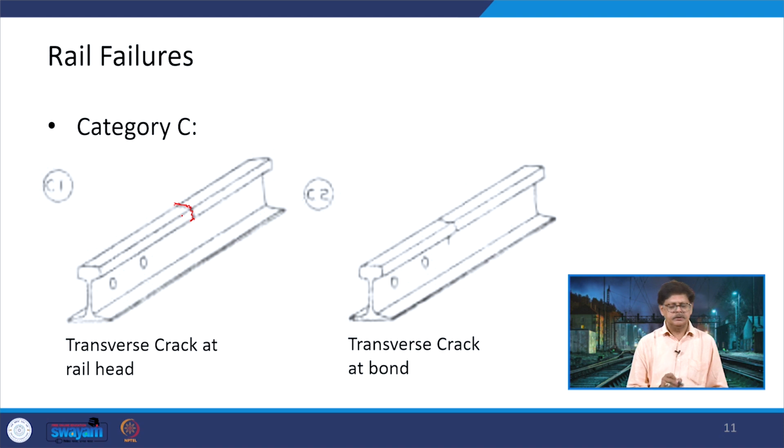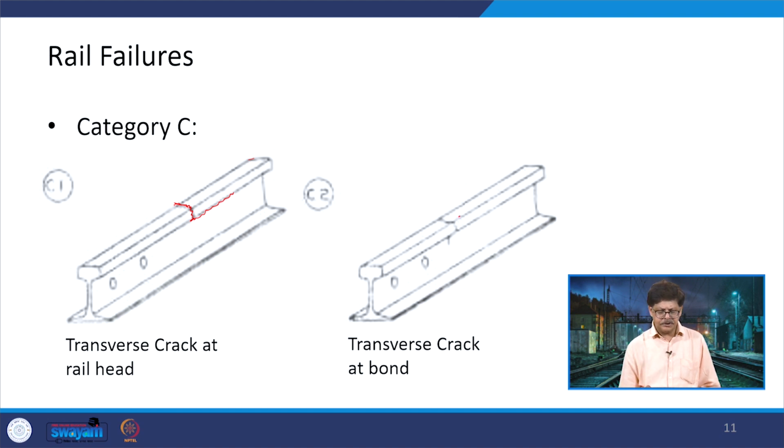Again, if such a thing happens at two different locations, this will always create a possibility that this section of the rail head may break down. And if it goes into the form, as we have seen previously in the case of category B, that there is also a crack which starts occurring at the joint of the web and the rail head, then this total portion will break down.